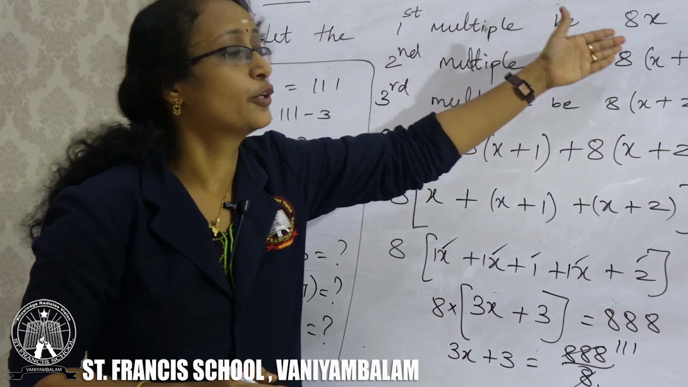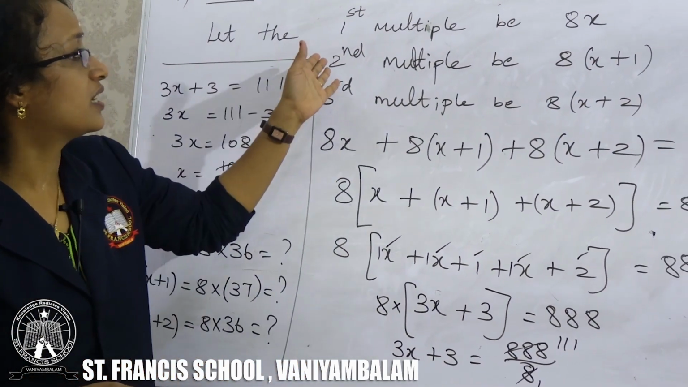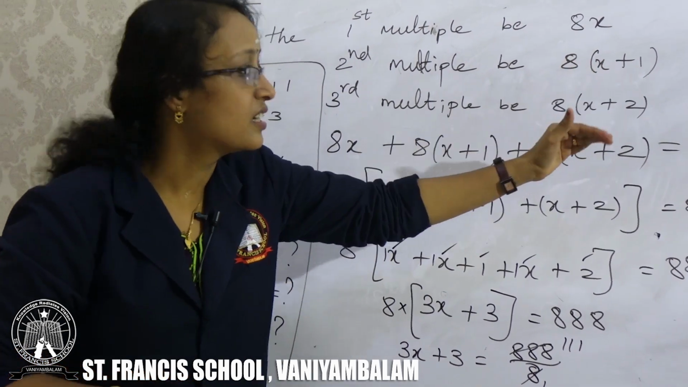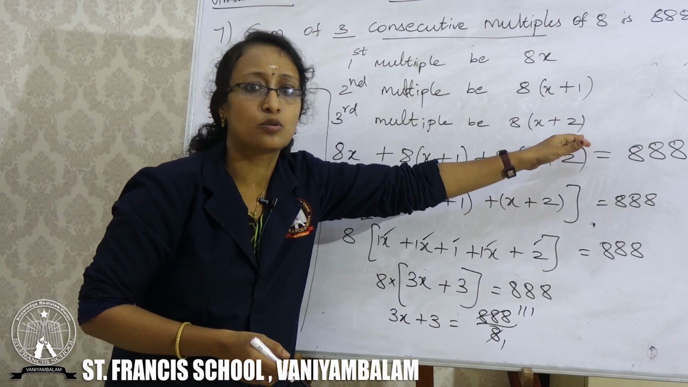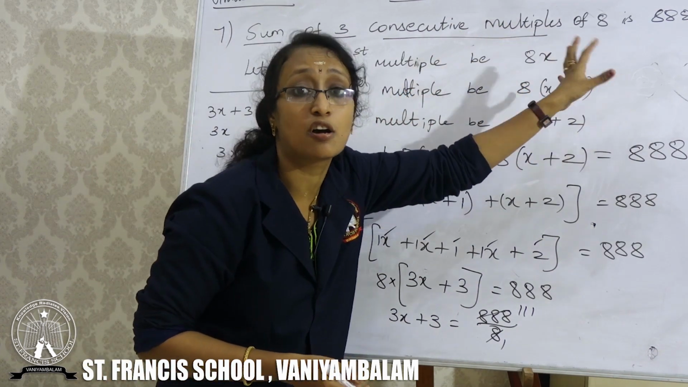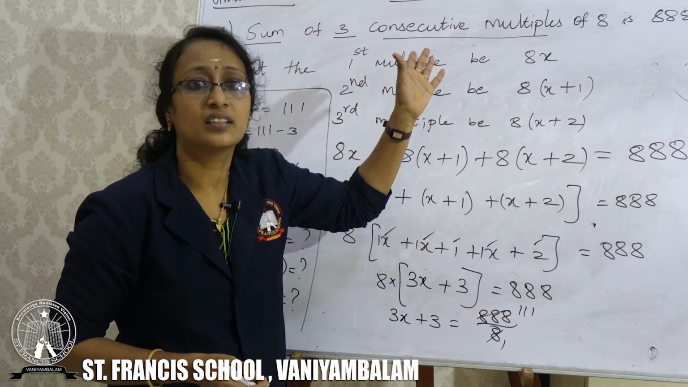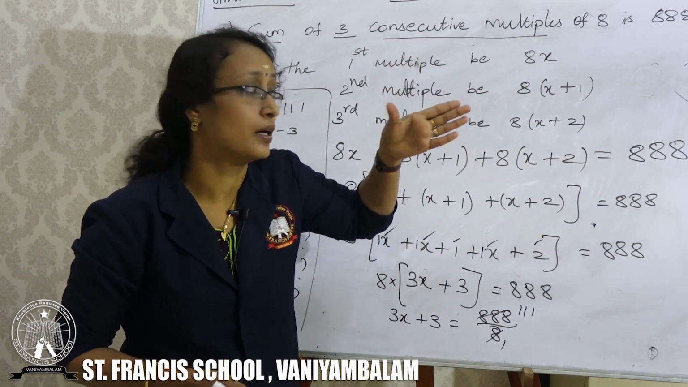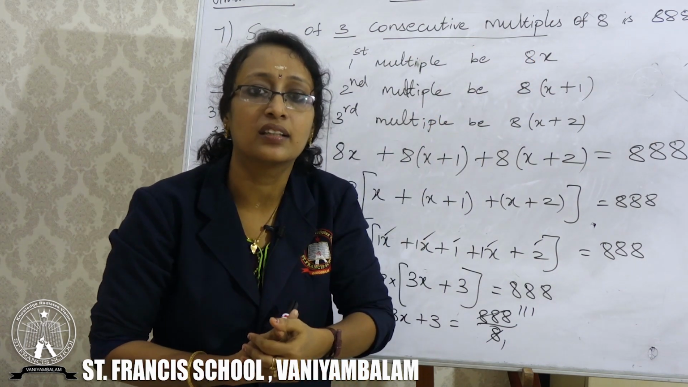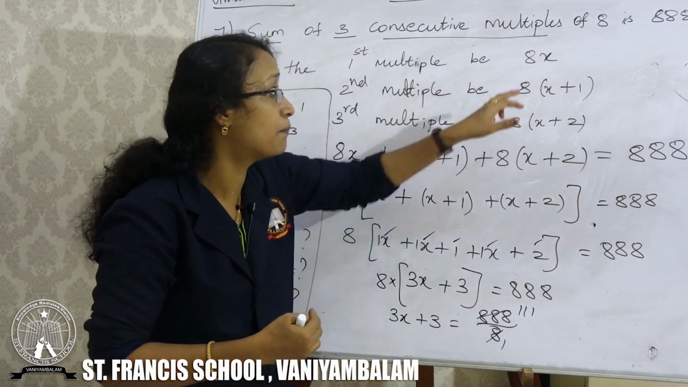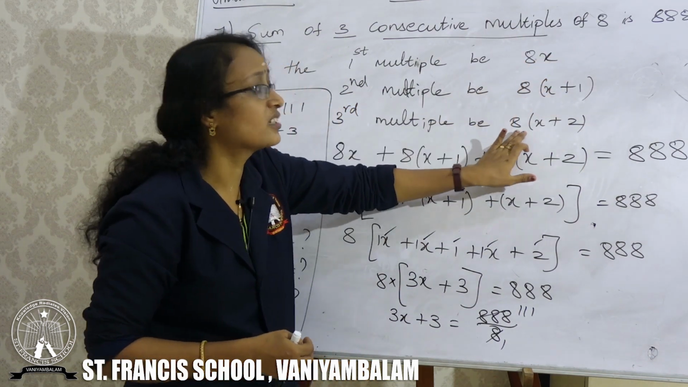Sum of 3 consecutive multiples of 8 is 888. So let us take the first multiple as 8x. Next is 8 into x plus 1. Third is 8 into x plus 2. Because it is given multiples of 8, you have to multiply these 3 numbers with 8. That number should be a multiple of 8, so when you divide that number by 8, it should be divisible by 8. That's why multiples of 8: into 8, into 8, into 8.